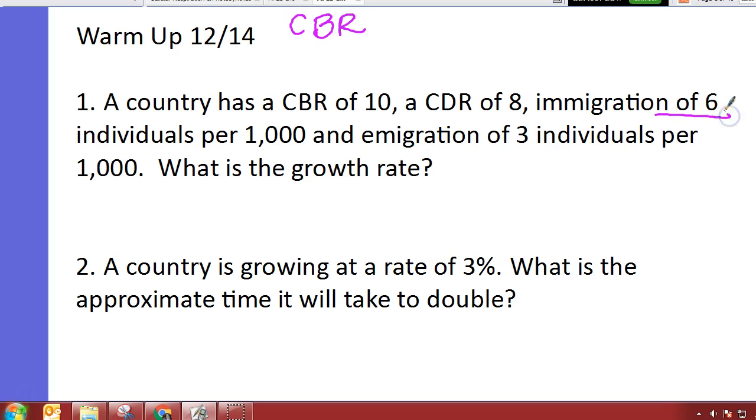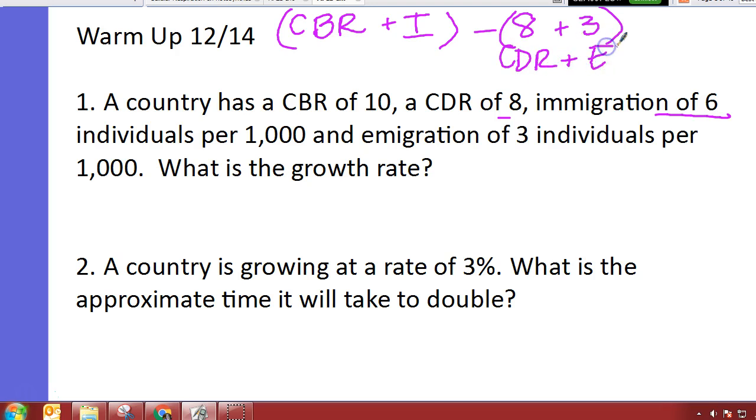So our crude birth rate and our immigration are the number of individuals that are coming to our country. And then we have to subtract the number of individuals that are leaving. So the number of individuals leaving would be the death, right? So the crude death rate and how many are emigrating out of our country. And you just divide it by 10. So it's this whole equation over 10.